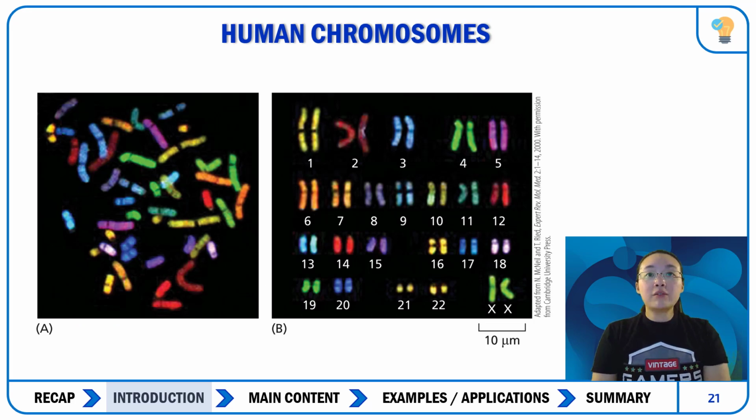So just a brief overview of human chromosomes. Here's a picture in A. We have an image taken after a cell was lysed, and then in B, they were artificially lined up and paired together for easy identification. So in total, we have 23 chromosomes.